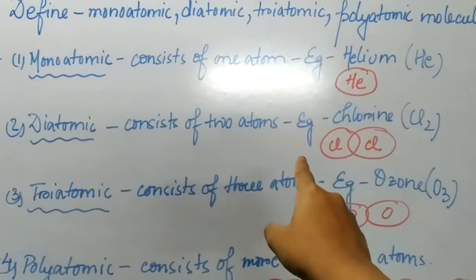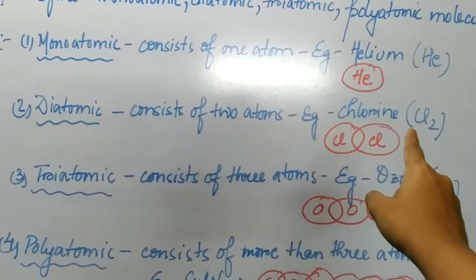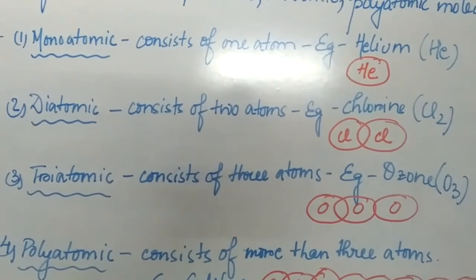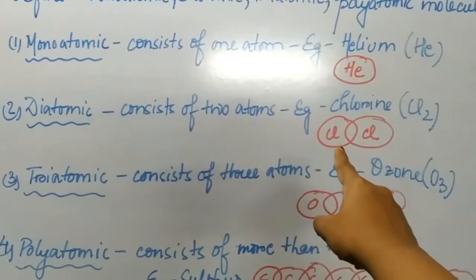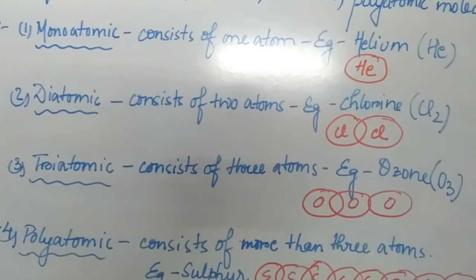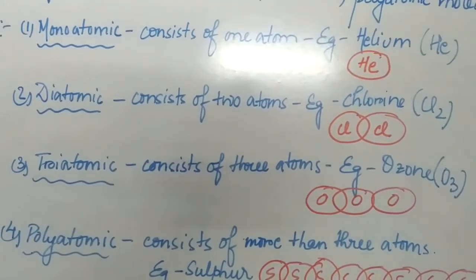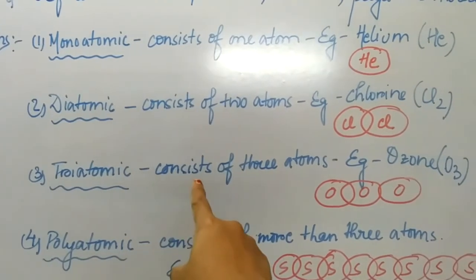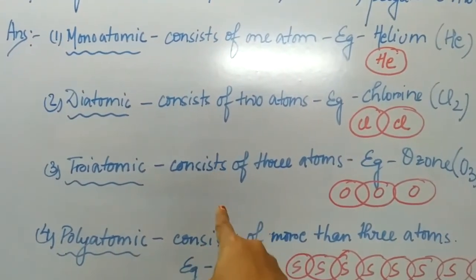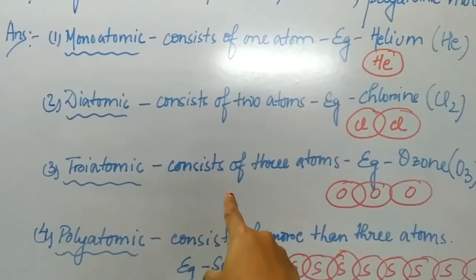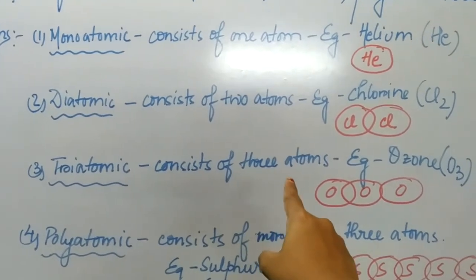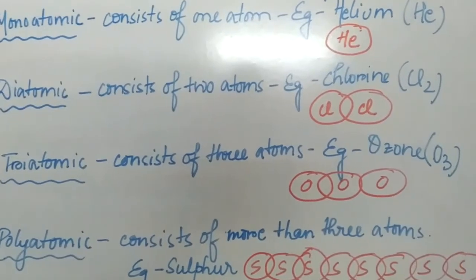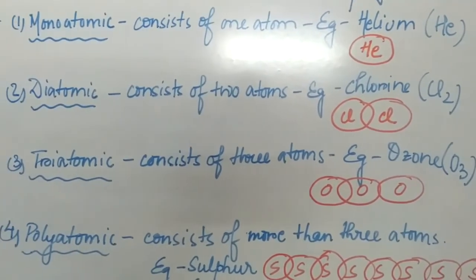It means what, students? Where the molecule consists of two atoms. For example, we have chlorine, we have hydrogen, we have oxygen. As you all can see, two atoms are combining together to form one molecule. So this is diatomic. And what is triatomic? Now, these are molecules which consist of three atoms. For example, ozone, you can see three atoms have combined together to form an ozone molecule.